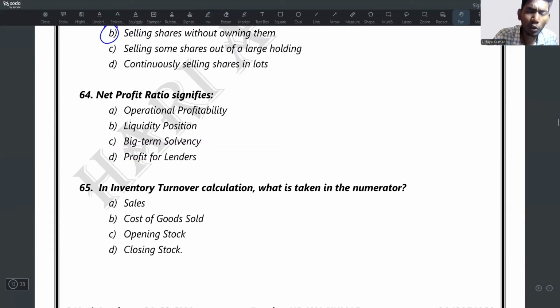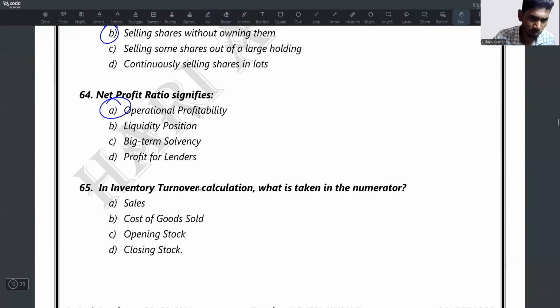Okay. So moving to question number 64, net profit ratio signifies operational profitability, liquidity position, solvency, profit for lenders. What does it mean? Yes, operational profitability. Liquidity position, will you be considering the net profit ratio? Nowhere is it relevant to the liquidity position. Solvency, nowhere. Profit for lenders, not at all. Do they look at the net profit ratio?